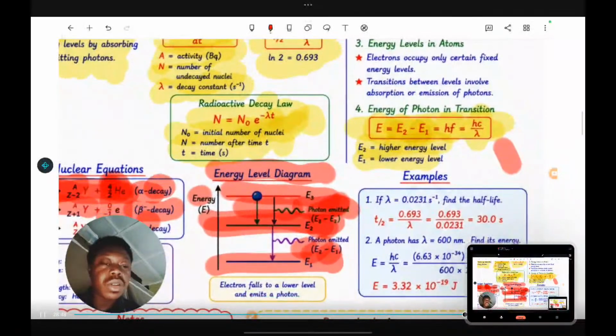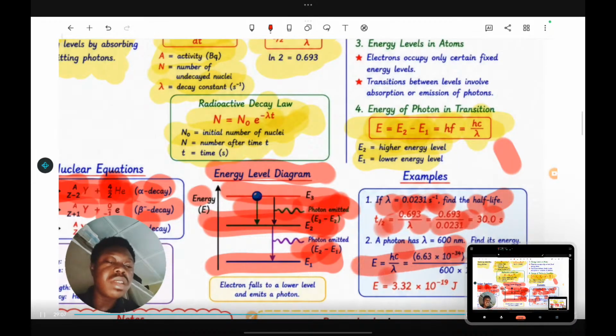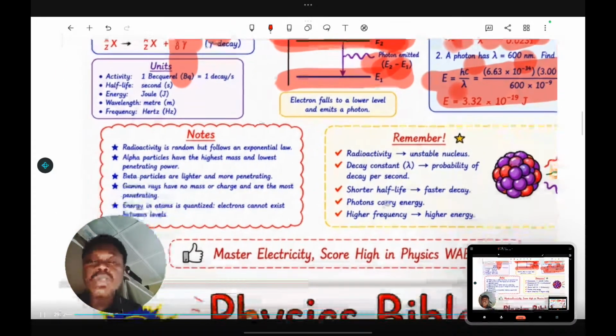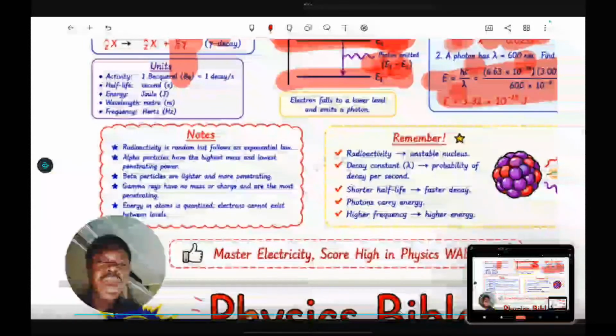Then look at this example. This question can come in this format. T over 2 will now give you this. A photon has 6. E equals hc over wavelength. You can use this to calculate for it. All right, so these are basic pieces of information you must remember.